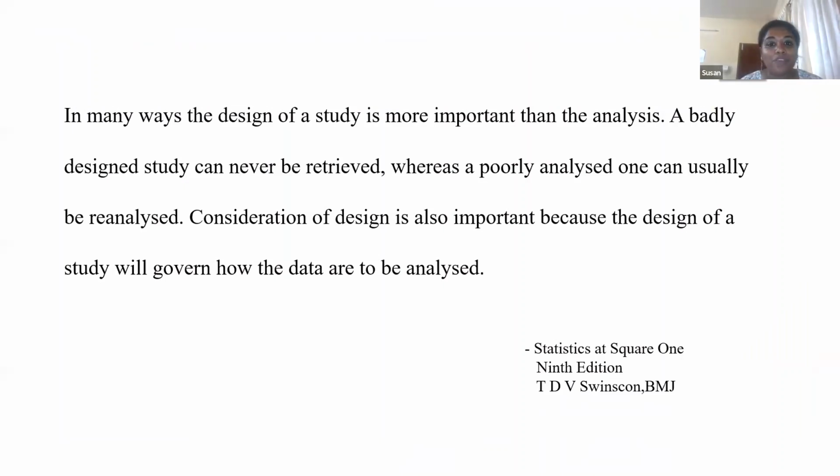So this is a very interesting quote that I found. In many ways, the design of a study is more important than the analysis, because a badly designed study can never be retrieved, whereas a poorly analyzed one can usually be reanalyzed. Consideration of design is also important because the design of a study will govern how the data is to be analyzed, or how we can understand what kind of inferences we can give to the scientific community.